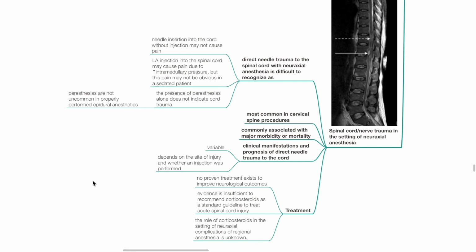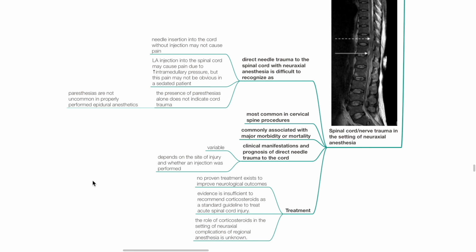The presence of paresthesias alone does not indicate cord trauma. Paresthesias are not uncommon in properly performed epidural anesthetics. Spinal cord trauma is most common in cervical spine procedures. It is commonly associated with major morbidity or mortality.